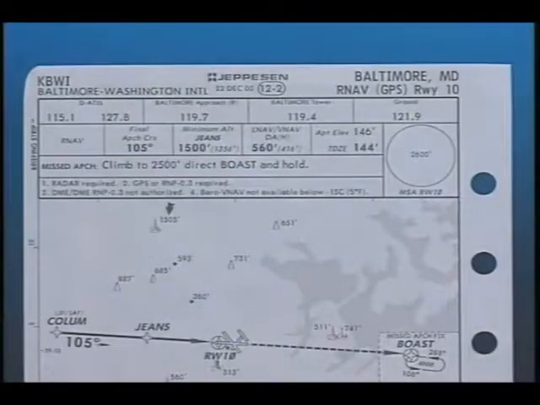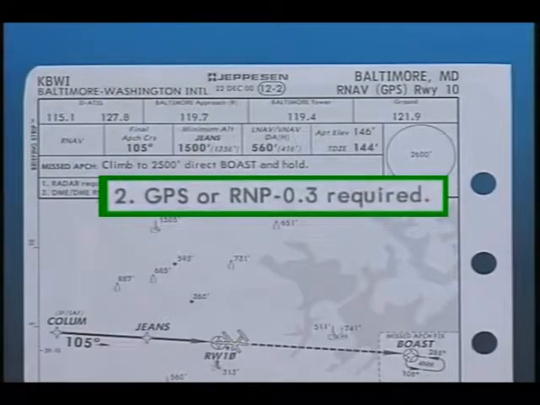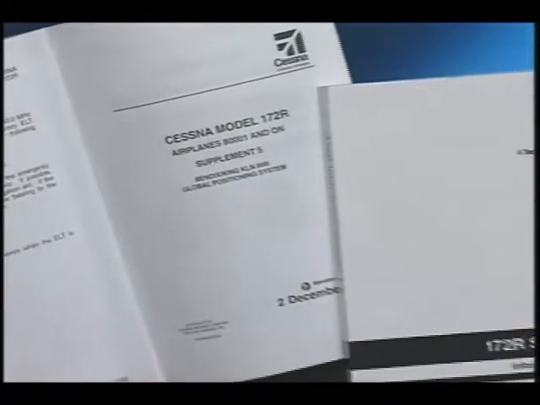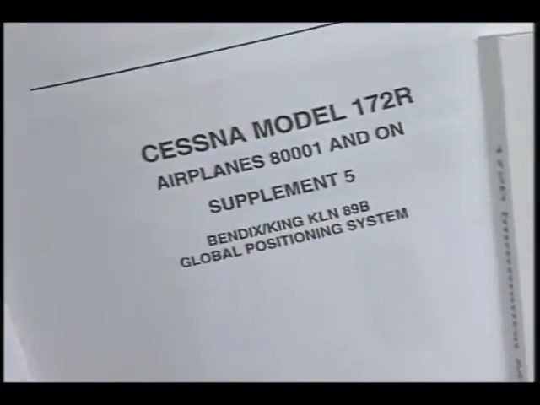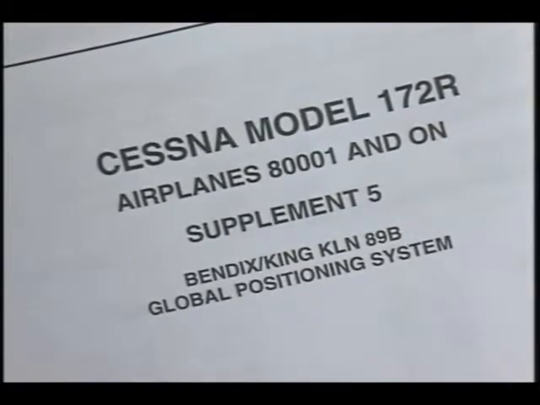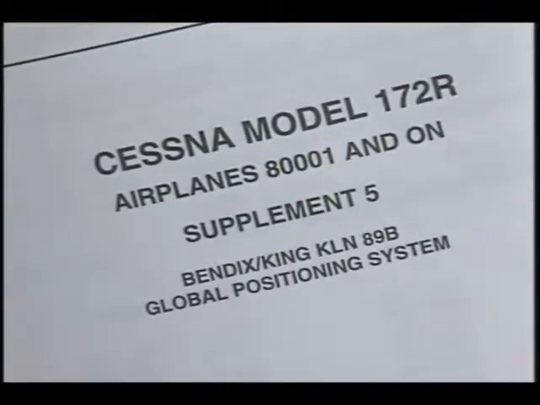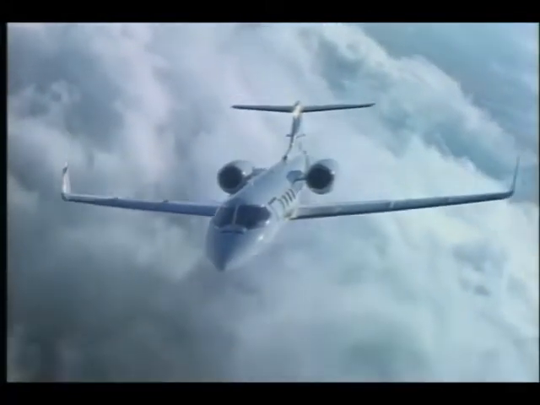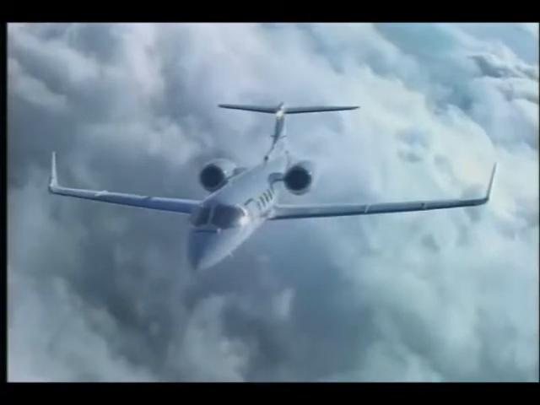When appropriate, the applicable RNP level will be depicted on IFR charts. For example, the Baltimore, Maryland RNAV GPS runway 10 approach chart includes a notation GPS or RNP 0.3 required. Aircraft that meet RNP criteria have an appropriate entry in the aircraft flight manual or its approved supplement, including any conditions or limitations. The implementation of a worldwide RNP standard marks the beginning of a fundamental change in air navigation.